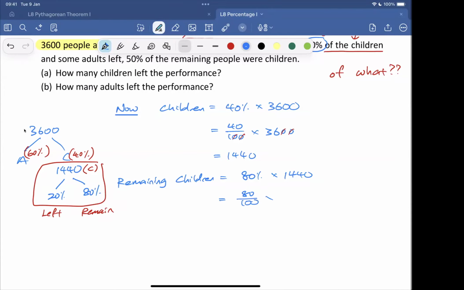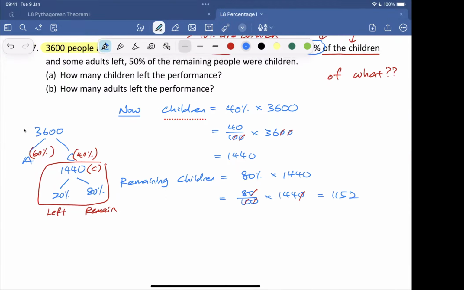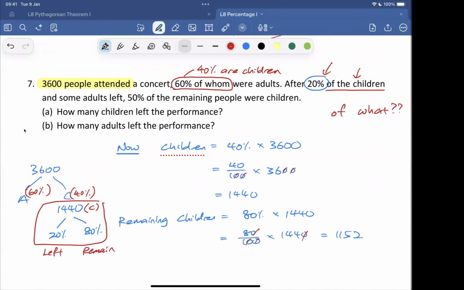Don't rush. 80 out of 100 times 1440. Cancel 10 from 1440 and 100. And 80 times 144. Cannot cancel anything anymore. So we have 1152 left. So this is the number of children remaining. And guess what? Now we can read the next part.